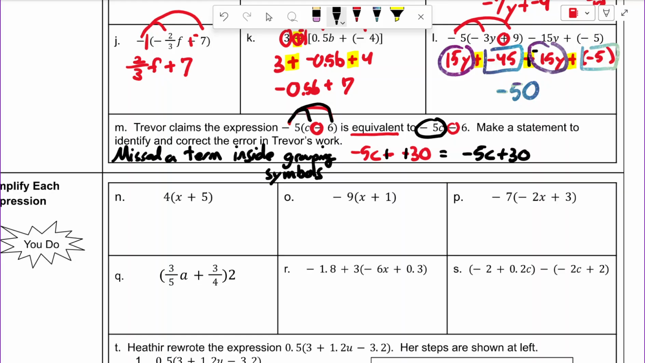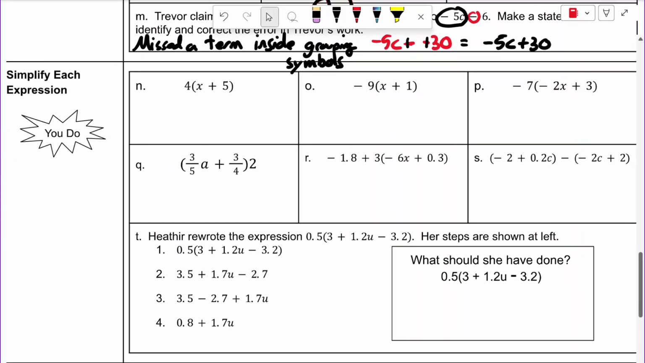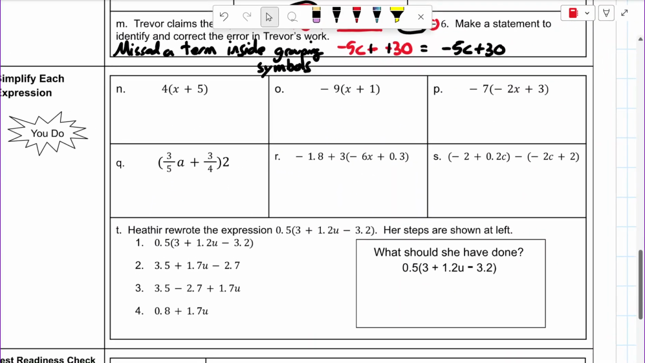All right, we have finally made it to the you do section. There are a bunch of them here. You're just going to do one at a time, and we'll come back and check each time to make sure you're doing them right. So pause the video and try N now. There's the answer. Did you do it right? I'm sure you did. If not, go back and look at the notes. All right, pause the video and try O now.